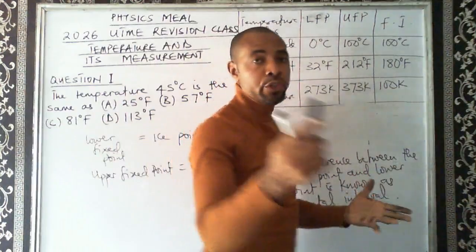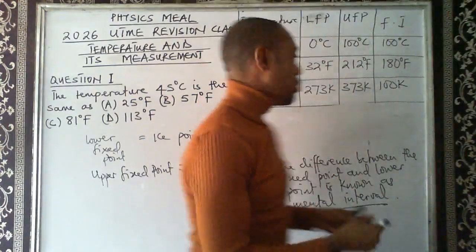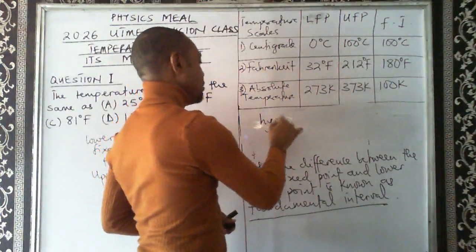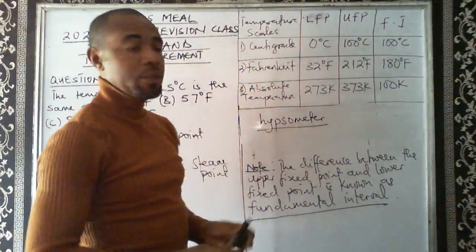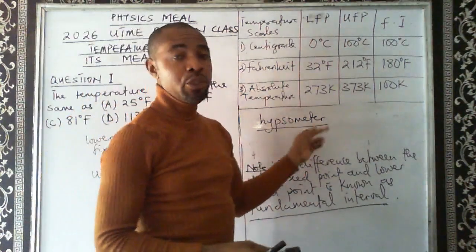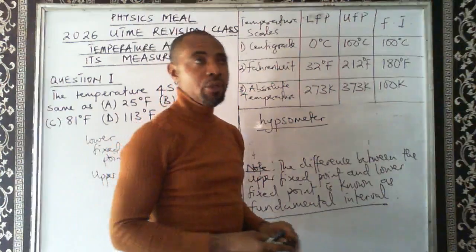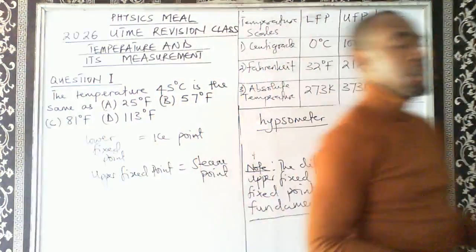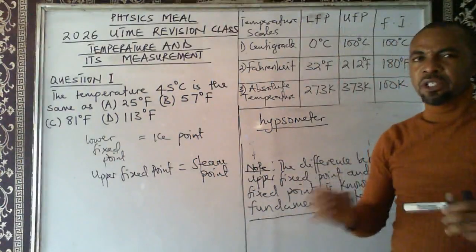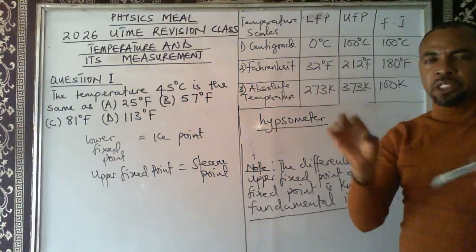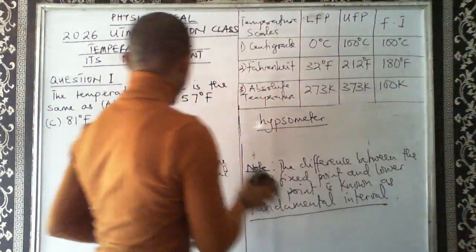Now, you have to also note this. The instrument we use in determination of the upper fixed point, we call it hypsometer, but just know the spelling. The instrument we use in the determination of what? Of the upper fixed point of a thermometer. The upper fixed point is determined using the instrument we call the hypsometer. You know, this is a revision class, so every important point we need to pick one after the other. Okay, so let's move on.